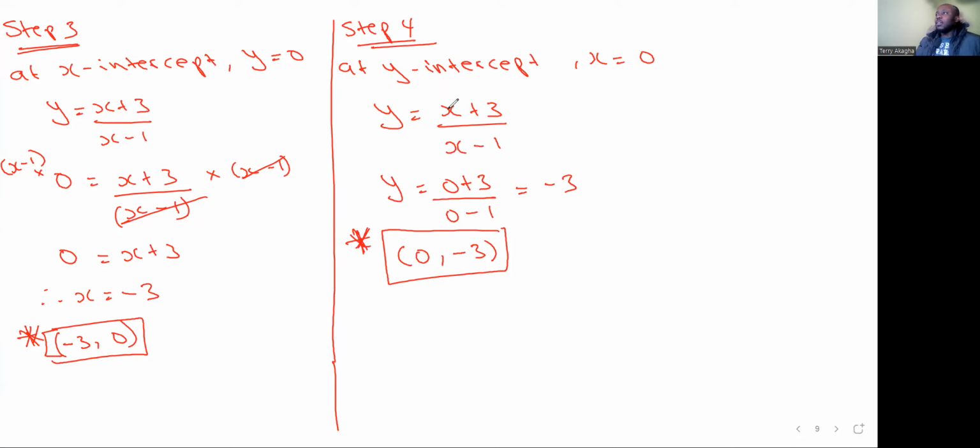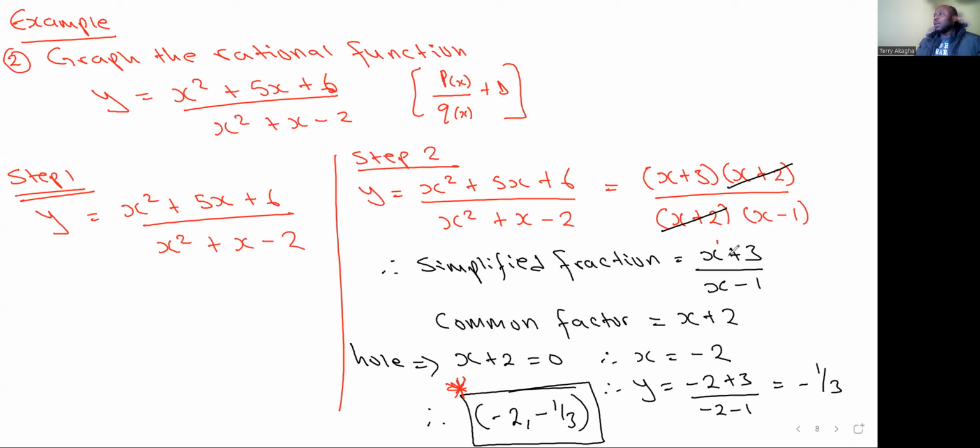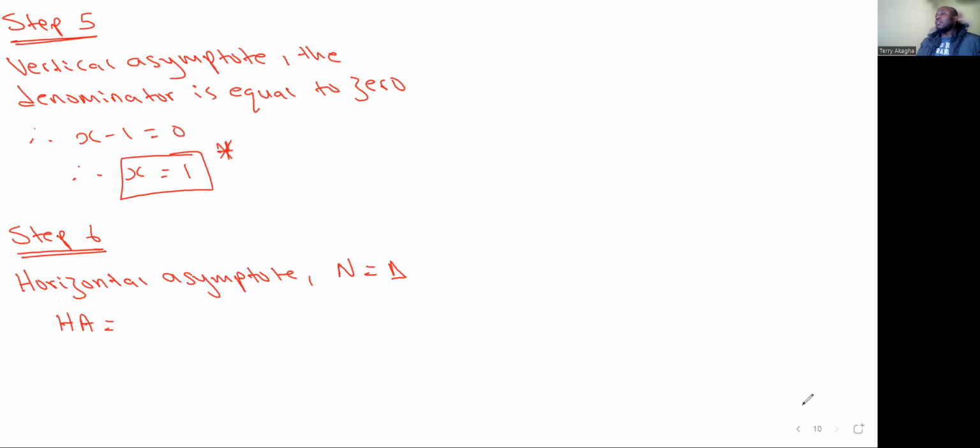If you look at it, using the simplified fraction, this is 1 here, this is 1 here. So the number in front of the numerator is 1, and the number for the denominator is 1. So it's going to be 1 divided by 1, and the answer is going to be 1. And therefore, the horizontal asymptote, which is y, will be equal to what? 1. All right, so we've gotten that.